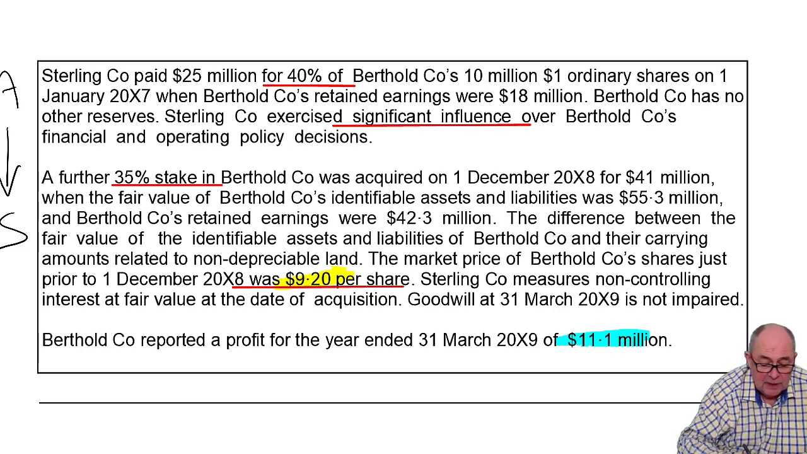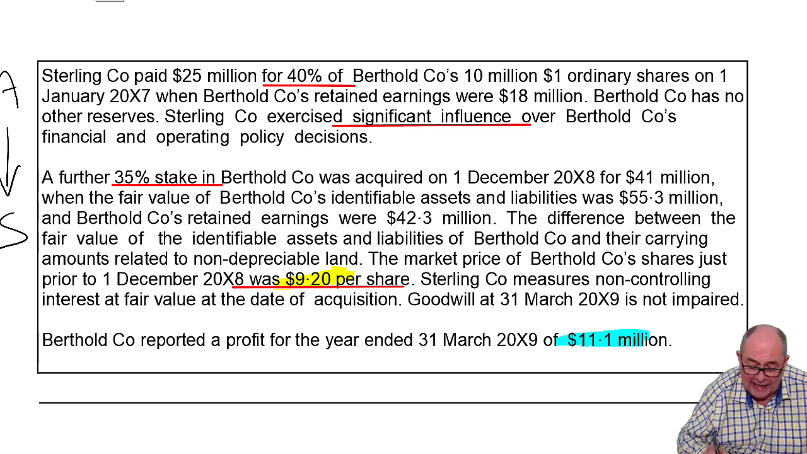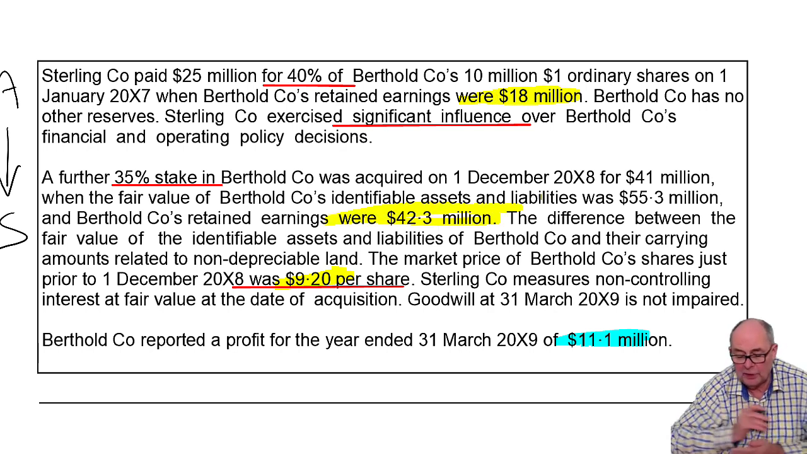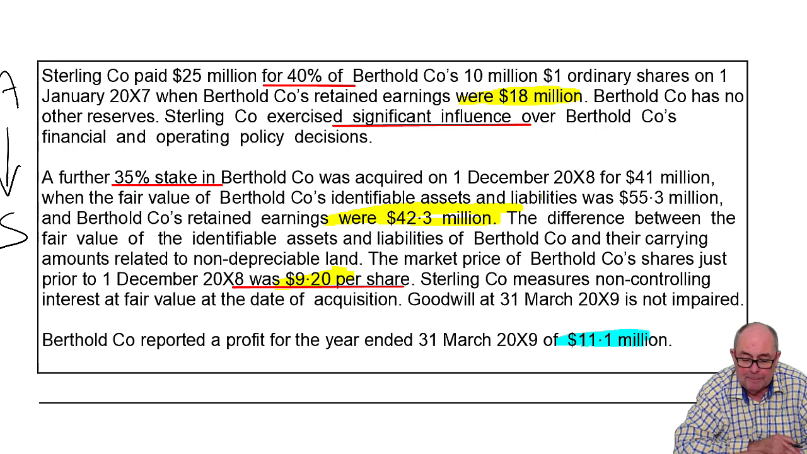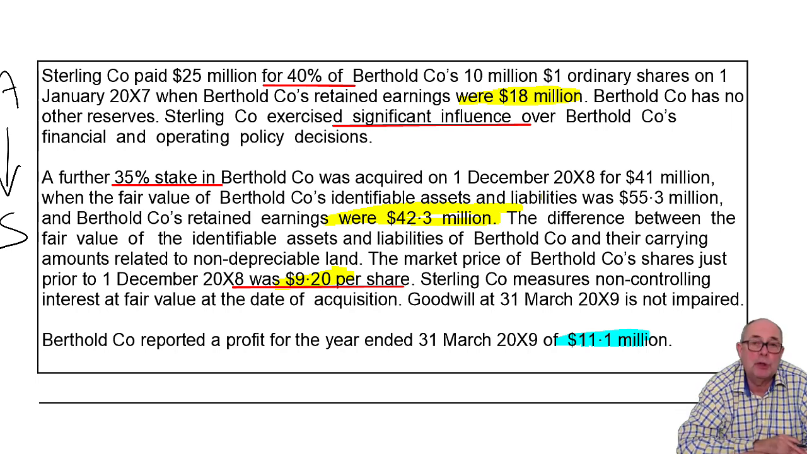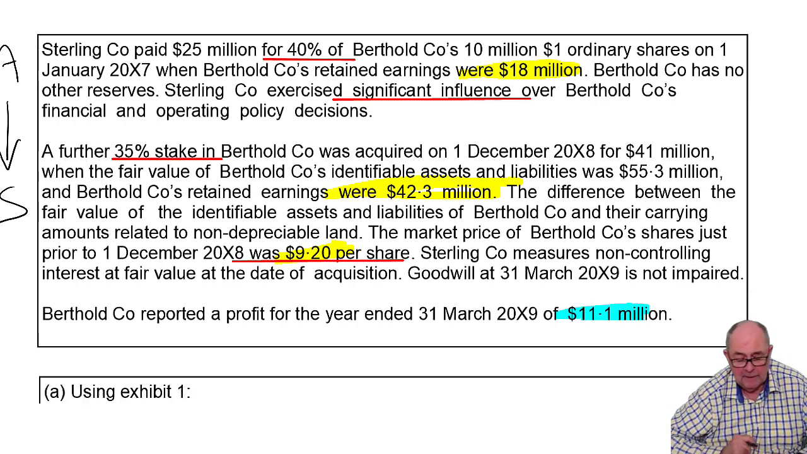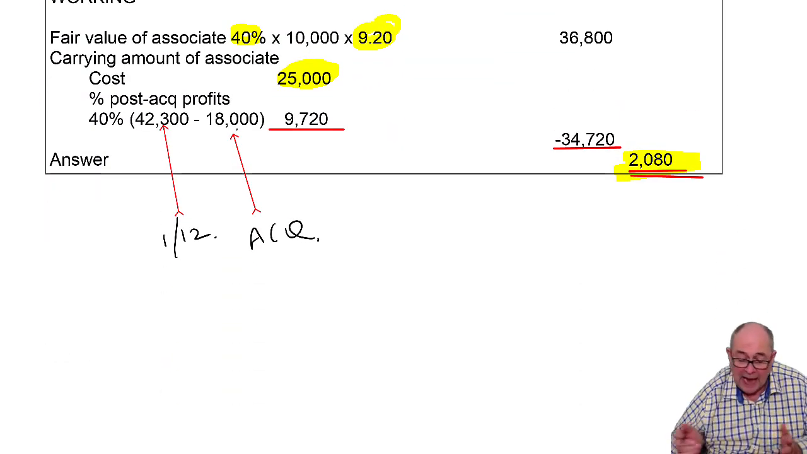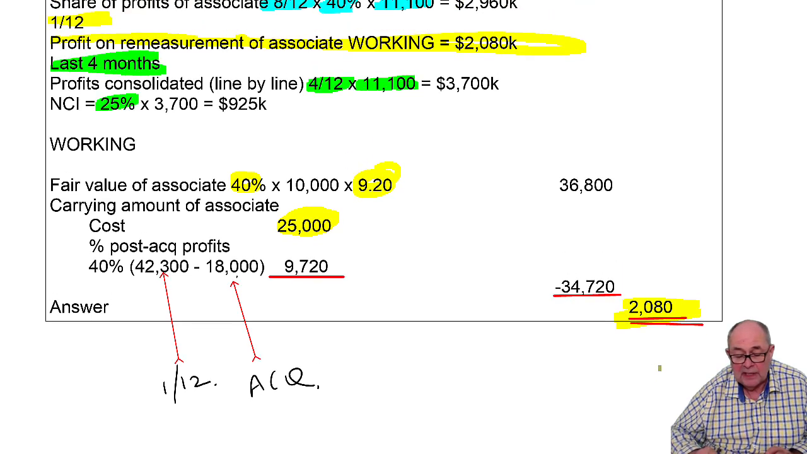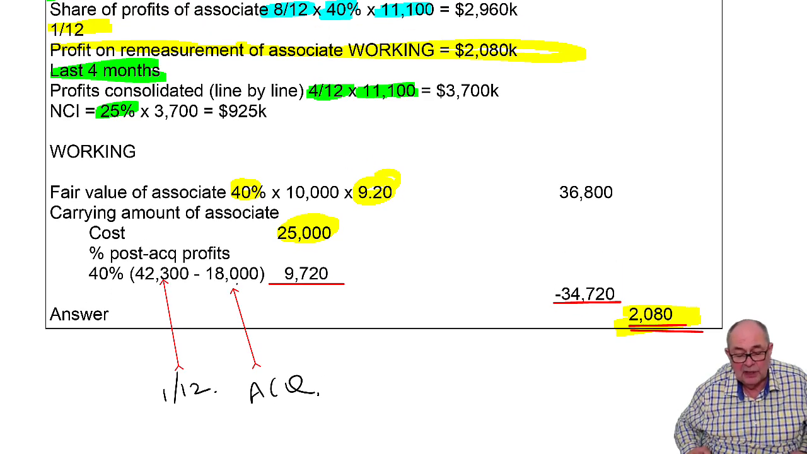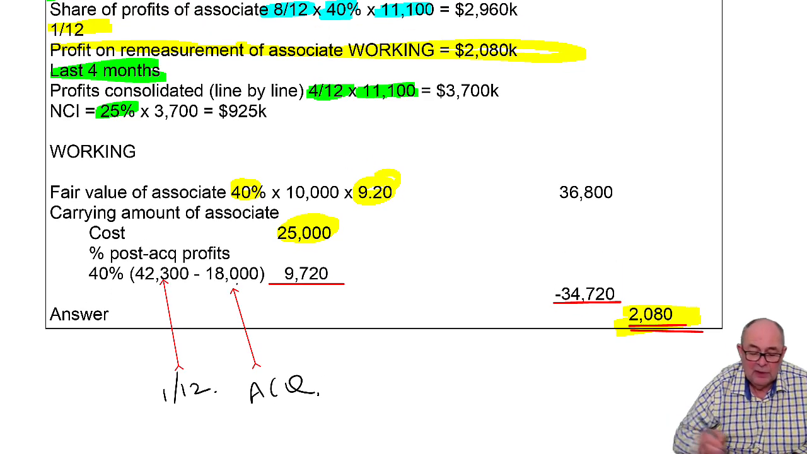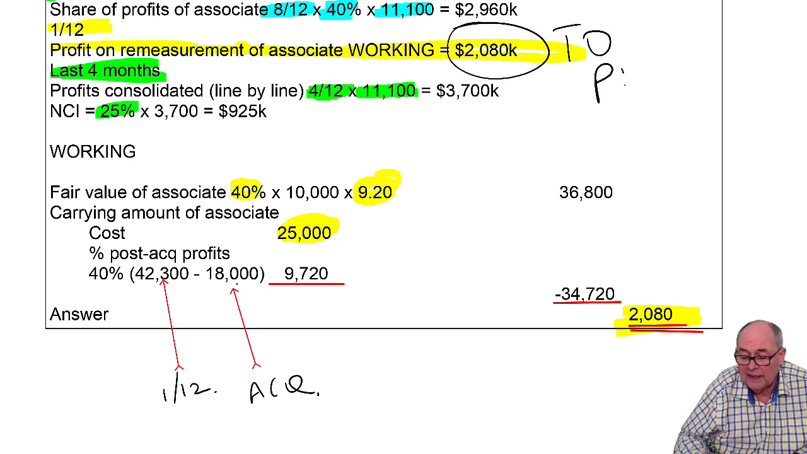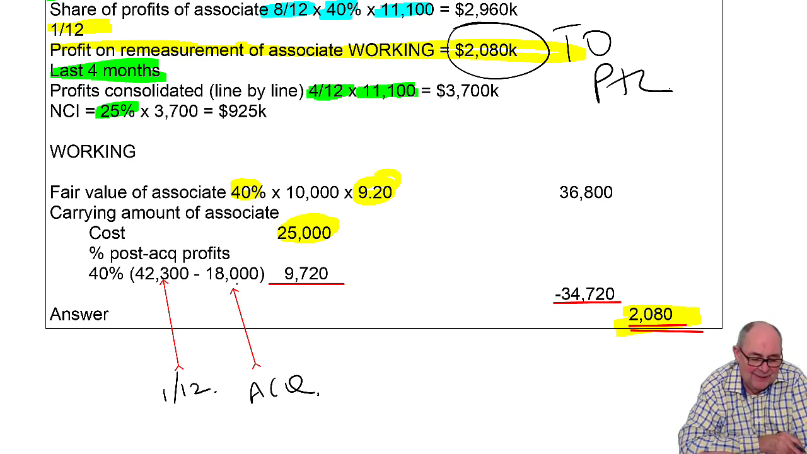There we are. When we originally bought it, retained earnings were 18. On the change, they're 42.3. So while it was an associate, the profits went up from 18 to 42.3. Our share, 40%. So the adjustment, again, 2080. Don't forget to tell the examiner where that's going. It's going in the profit and loss.